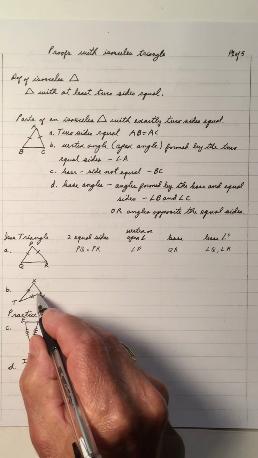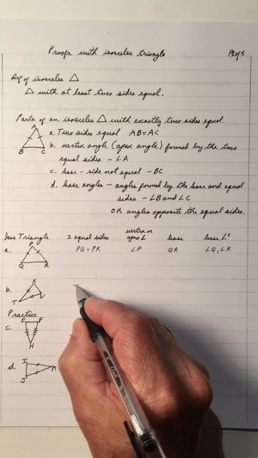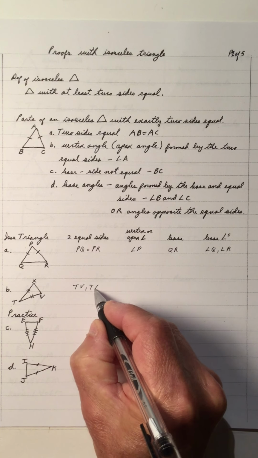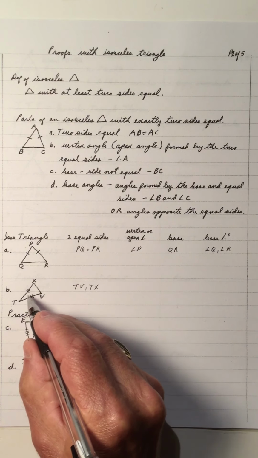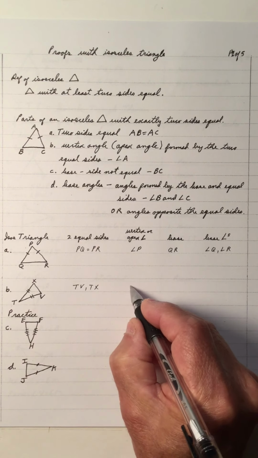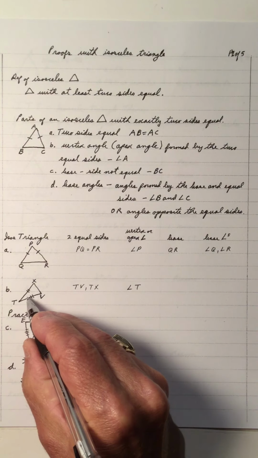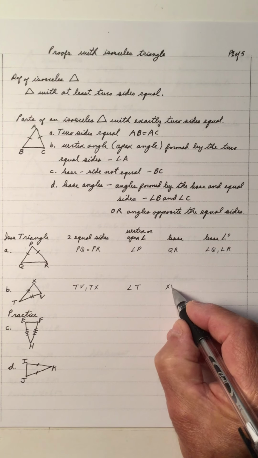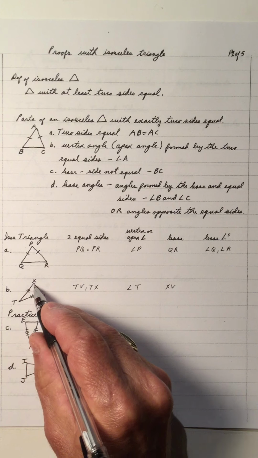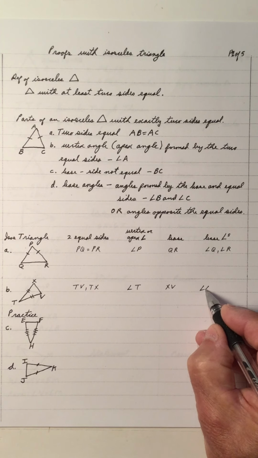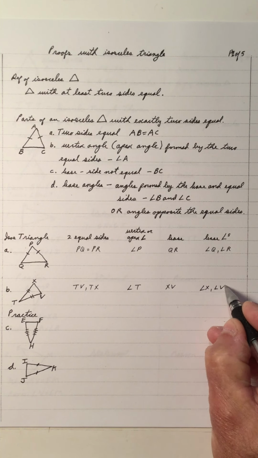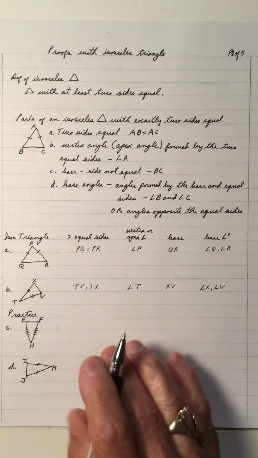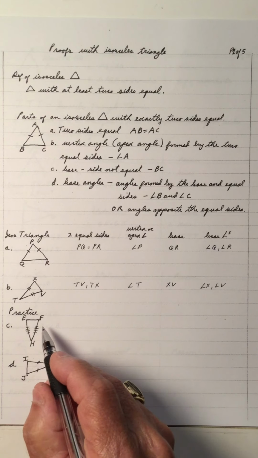In this triangle, the two equal sides are TV and TX. They're equal. The vertex angle or apex angle is angle T. It's the angle formed by the two equal sides. The base is XV. And the base angles are X and V. And for a bit of practice, you can pause the video and work these out.